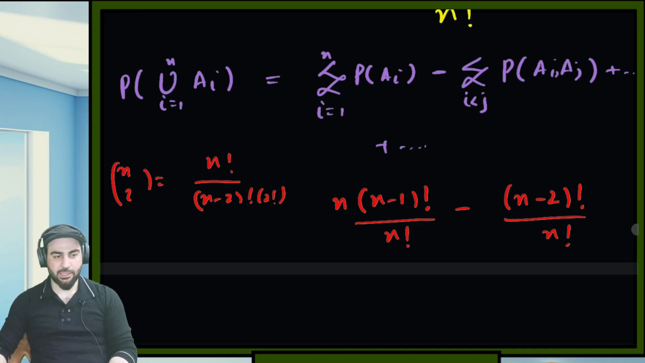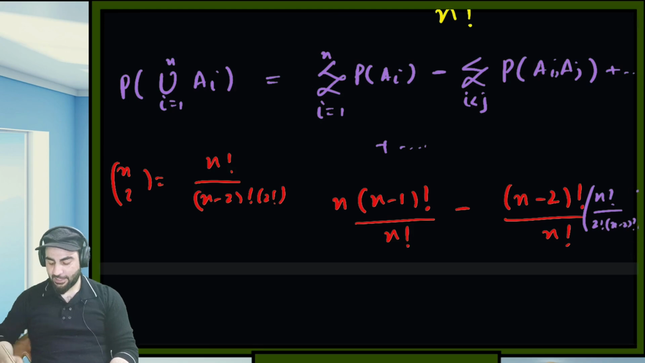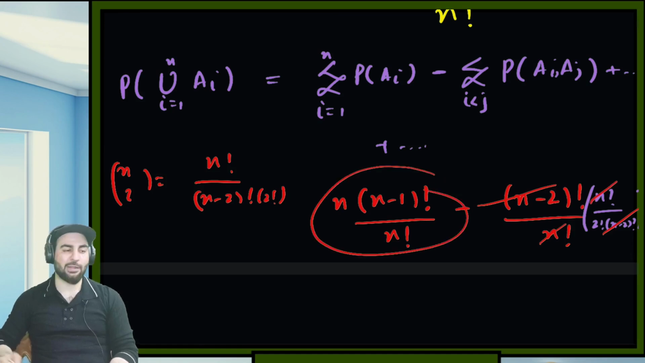Okay, this is going out of the screen. Let me do something so that it remains here. 2 factorial n minus 2 factorial. Now if you see, this thing is getting cancelled by this, and this thing is getting cancelled by this. Okay, this thing over here gets cancelled because n into n minus 1 factorial is n factorial.